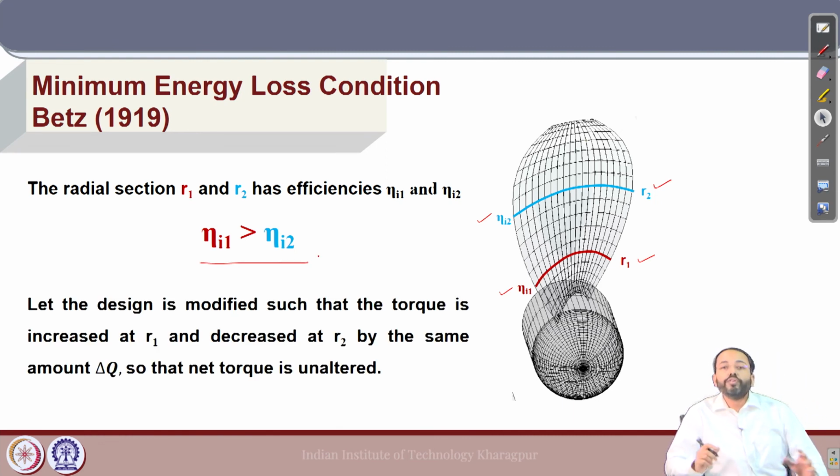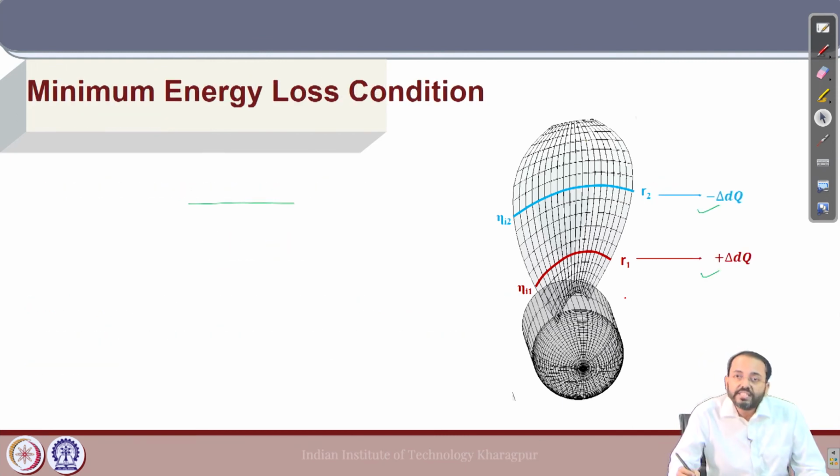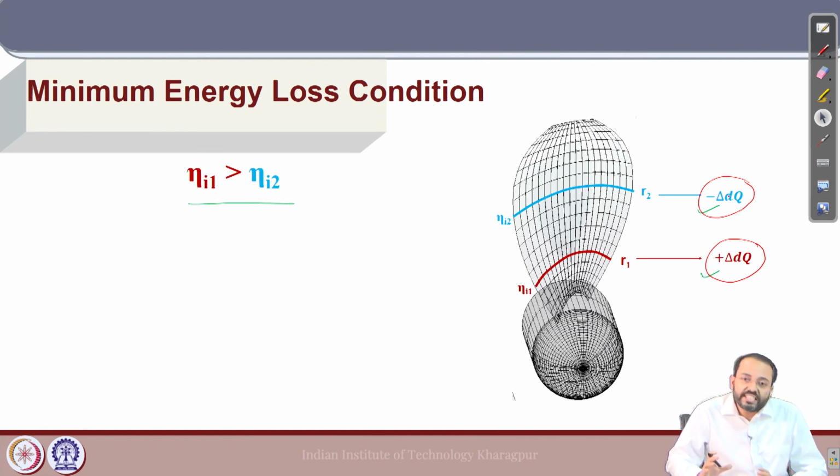Now, what we will do is modify the design by changing the distribution of pitch in such a way that the torque is increased at R1 and decreased at R2 by the same amount delta Q. So, at R1 we increase the sectional torque by changing the design, and at R2 we decrease it, but both by the same amount, so that the net torque is the same. The torque change at R1 is plus delta Q and at R2 minus delta Q. Because of this exercise, what will happen?